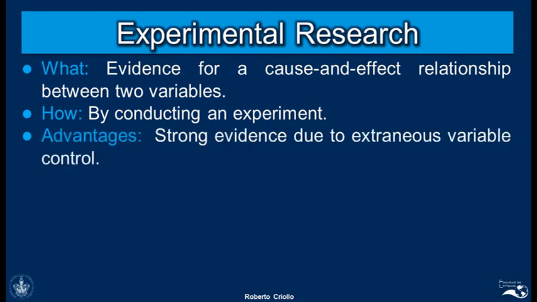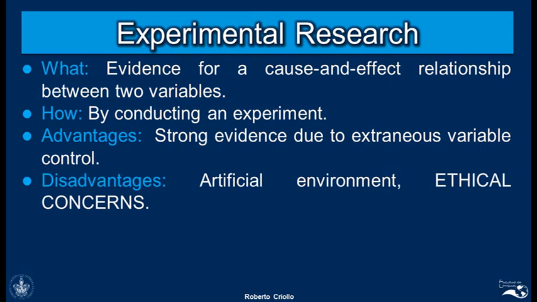The advantages of experimental research is that you can get strong evidence because you control extraneous variables that are not related to the main independent variable that you're testing. Secondly, there are disadvantages because obviously an experiment is a controlled environment in which we don't have the same conditions as in real life, so people consider that this environment is artificial, and obviously there are ethical concerns because in an experiment you administer a treatment which may have undesired effects on the participants.